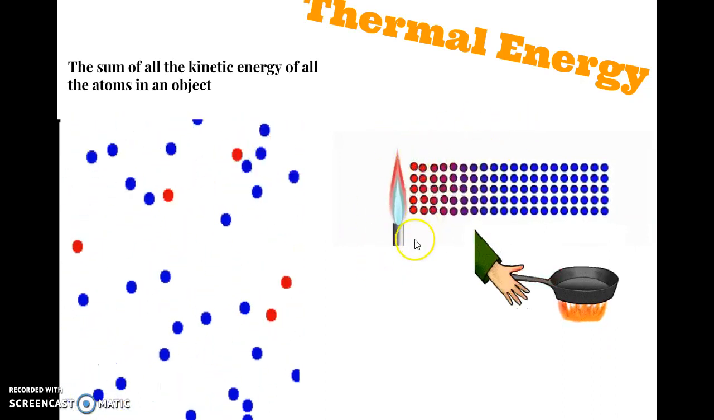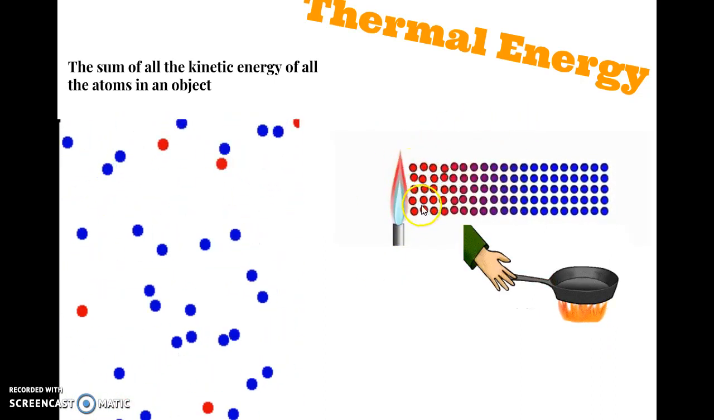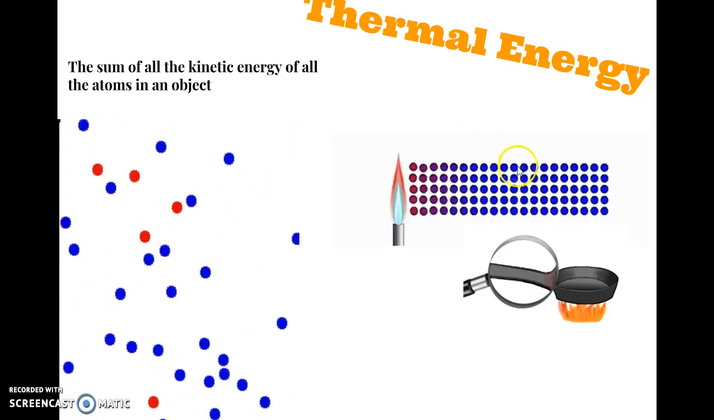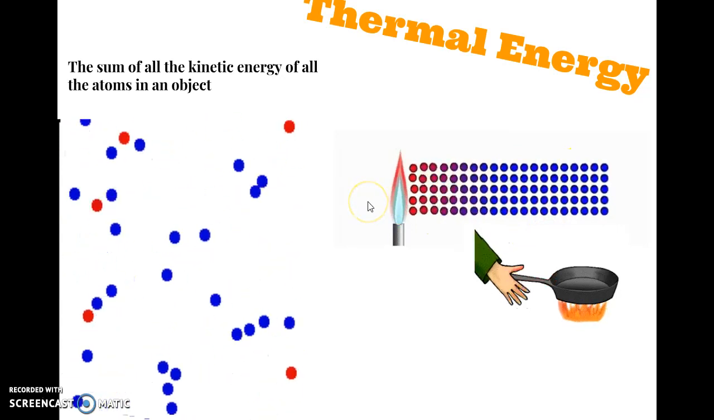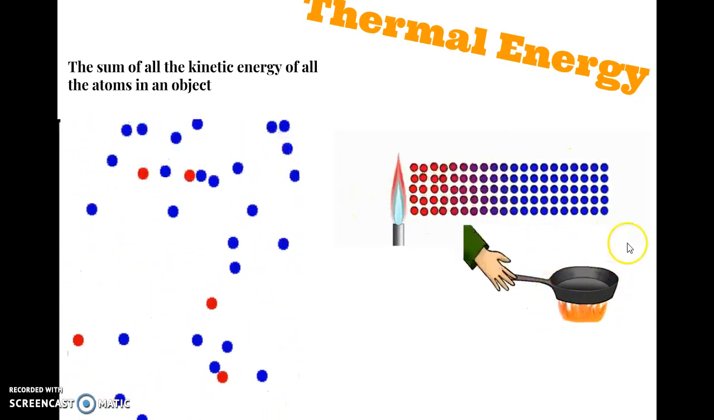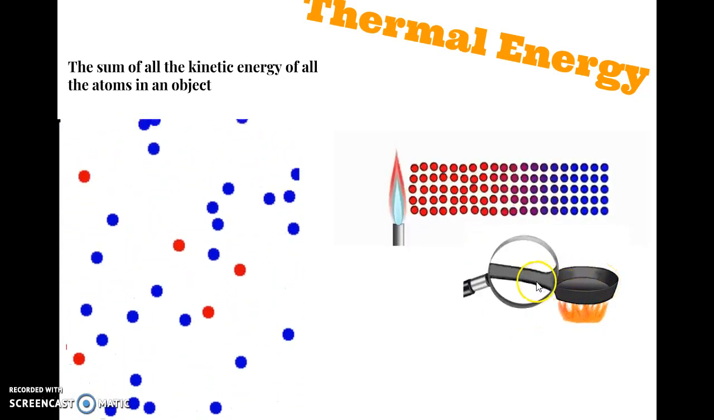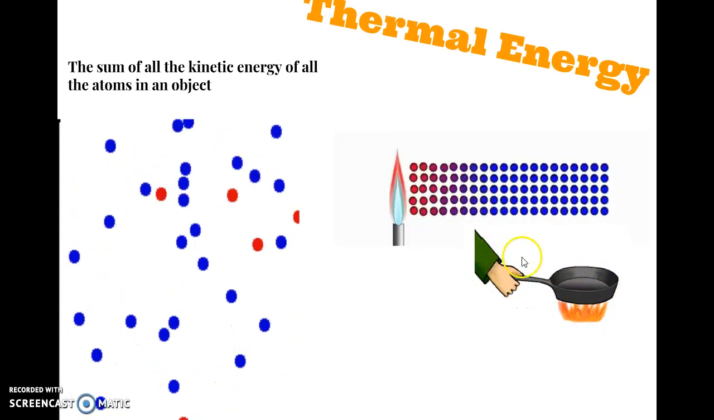So we have a flame that's heating up the particles nearest to it, which then heat up the particles next to it, and that keeps going until they're all the same temperature. Like here, we have a flame heating up a pot, which is then traveling up the handle and into the hand.